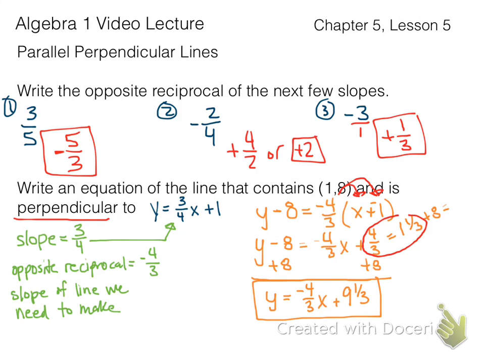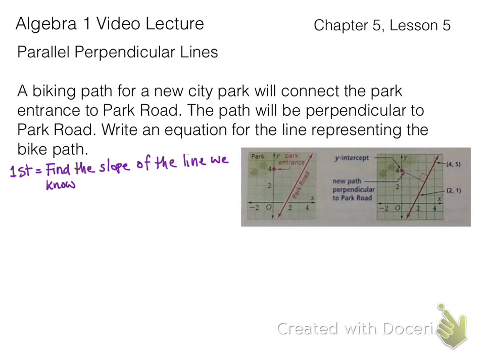All right, moving on. I believe this is the last slide. And it's a bit of a word problem, but it's almost the exact same thing we did in the previous slide. So I'm going to go through this really quick. A biking path, which I think I call a jogging path later on, but hey, I'll just correct it when I get there. A biking path for a new city park will connect the park entrance to the park road.